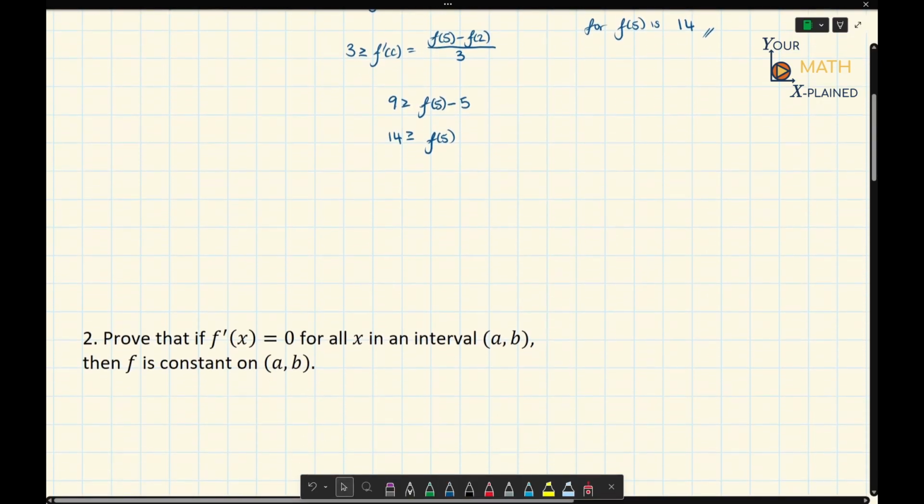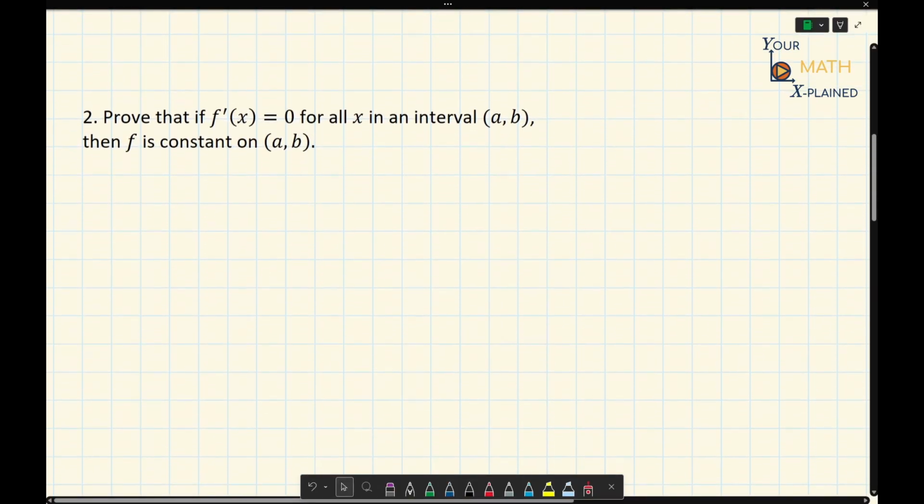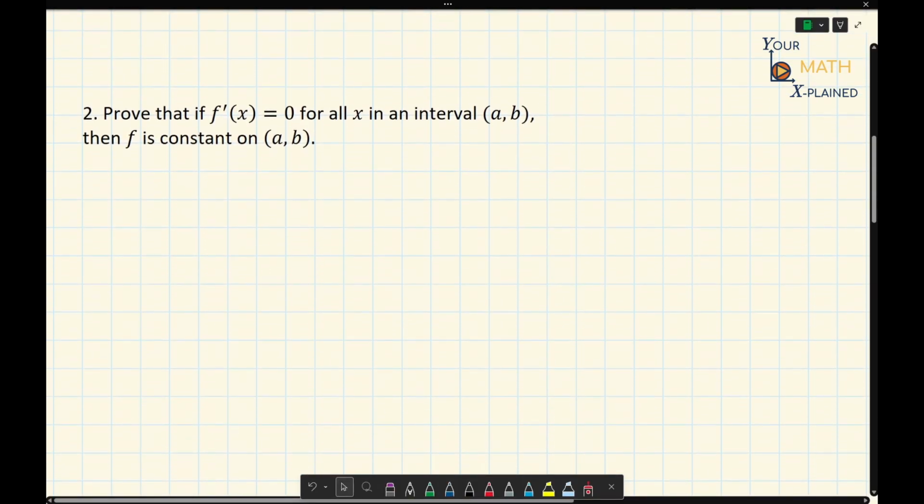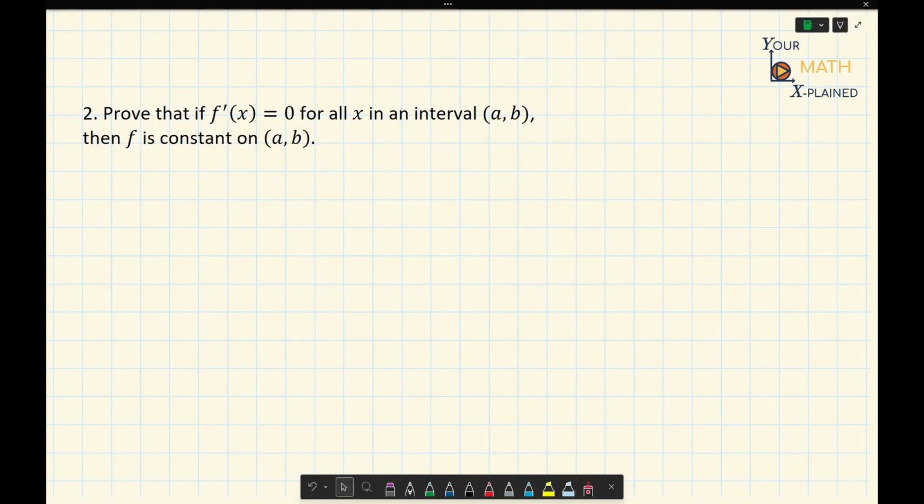For our next problem, we're going to prove something that seems a little trivial, because intuitively this makes sense. We want to prove that if f prime of x is equal to 0 for all x in an interval ab, then f is constant on that interval. And this makes sense because if the derivative is 0 within that entire interval, then that means our graph is going to be flat. So how do we actually prove this?